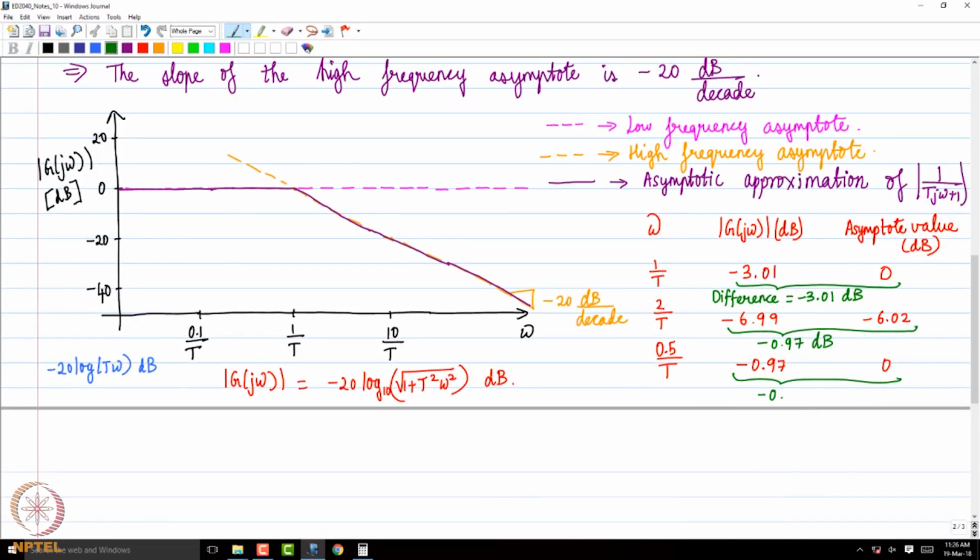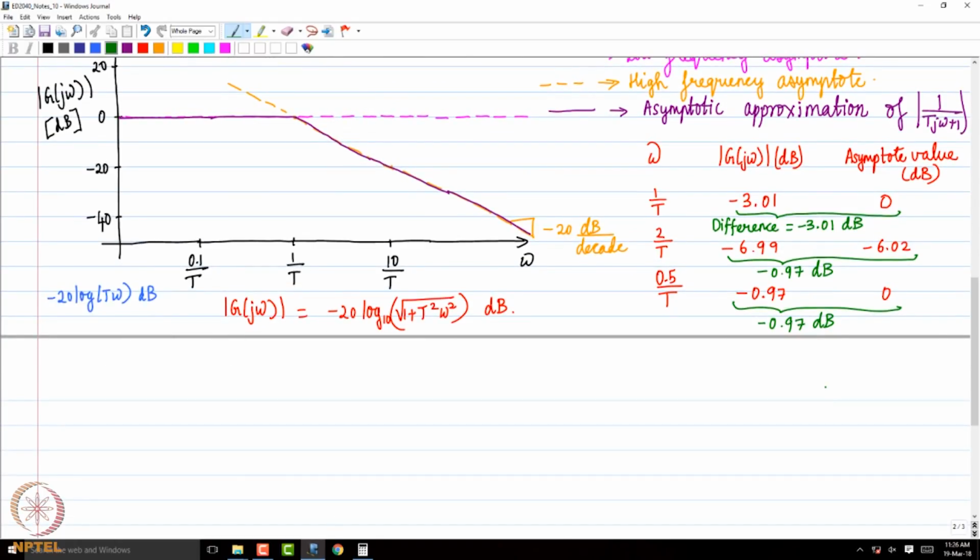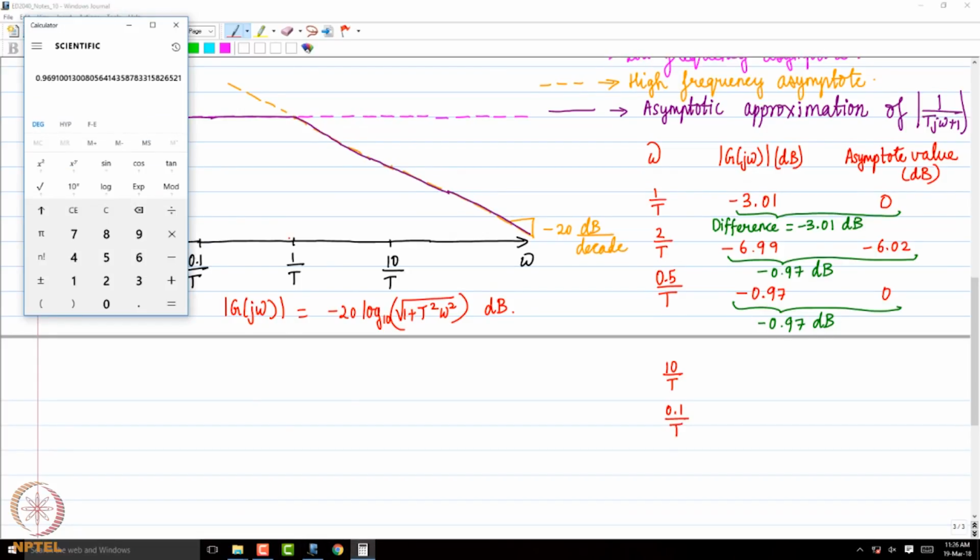The green color indicates the difference between the actual one and the asymptote one. It is going to be 0.97 decibels. Now you can complete the same exercise. Let us say you do 10 by T and 0.1 by T. What are you going to get at 10 by T as the actual value? You plug in here, so T omega is 10, T squared omega squared will be 100. So you take the square root of 101, take the log and then multiply it by 20. So you get minus 20.04.